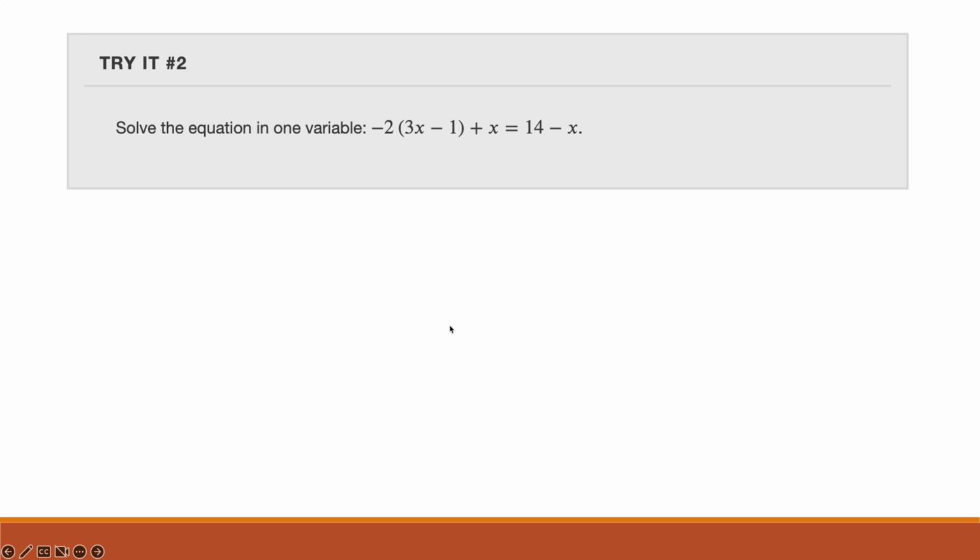I actually took this out of a college textbook, so don't forget to distribute and then check. Is it same side? Is it opposite side? Go ahead.